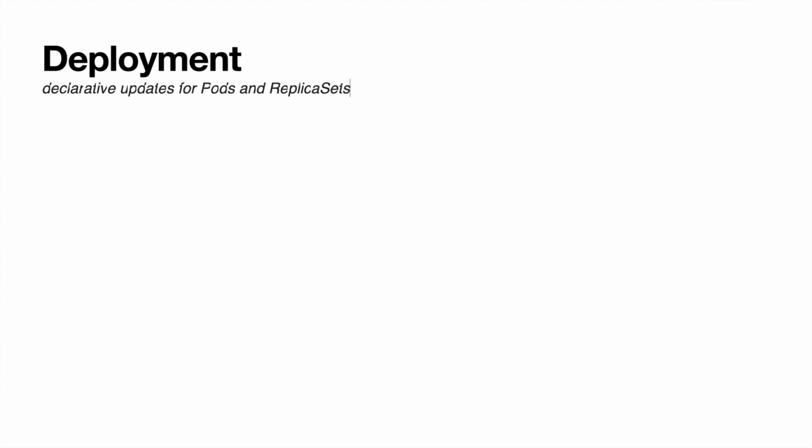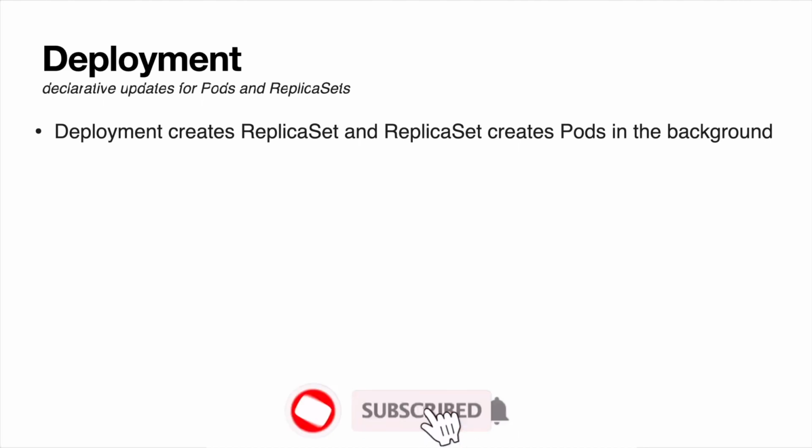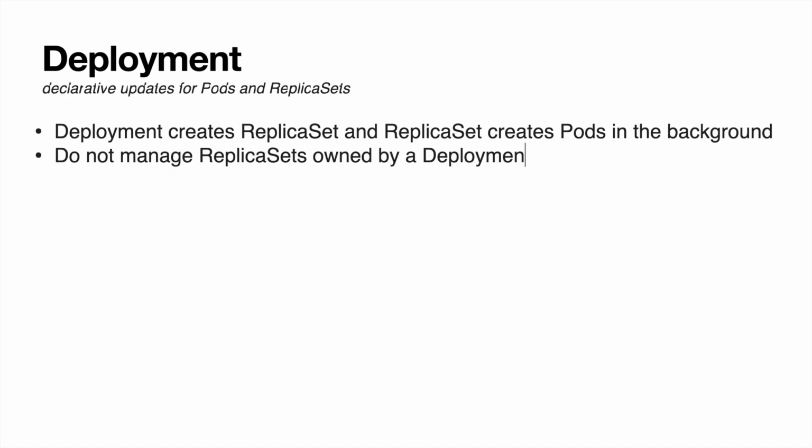So deployment is declarative updates for pods and replica set. Declarative updates. So you are specifying how you want your replica set and pod to look when you are creating a deployment. A deployment creates a replica set and the replica set creates pods in the background, right? How a replica set creates pods, we have seen. Now we know that a deployment creates a replica set. So this is a chain between deployment, replica set and pod.